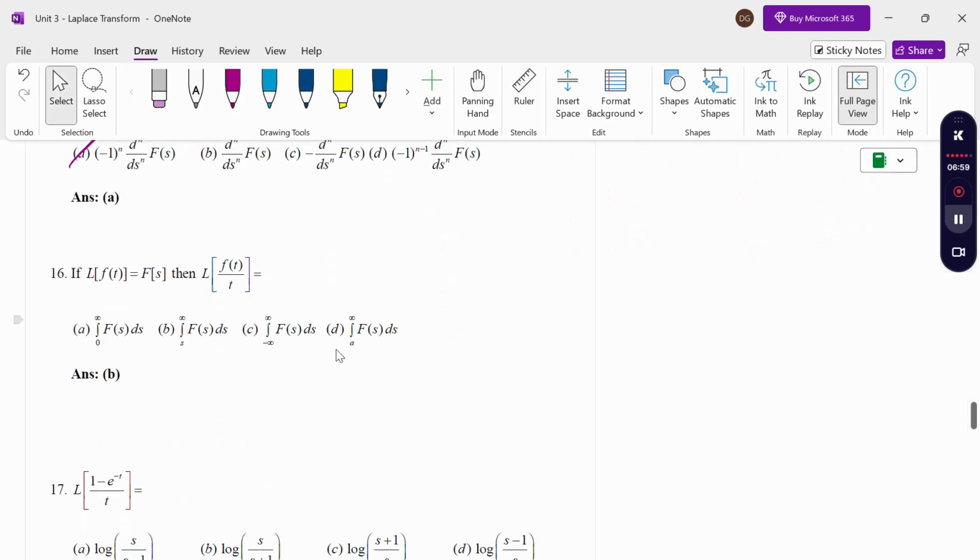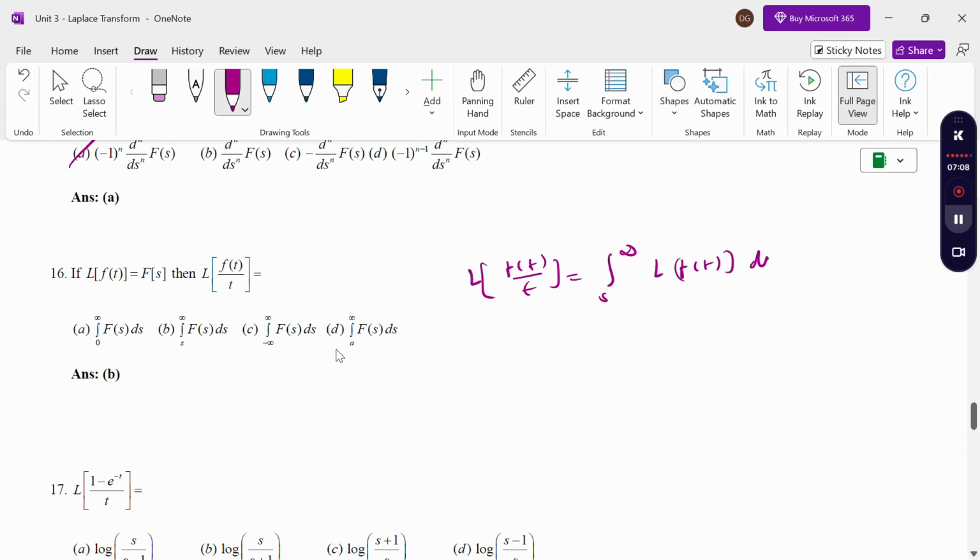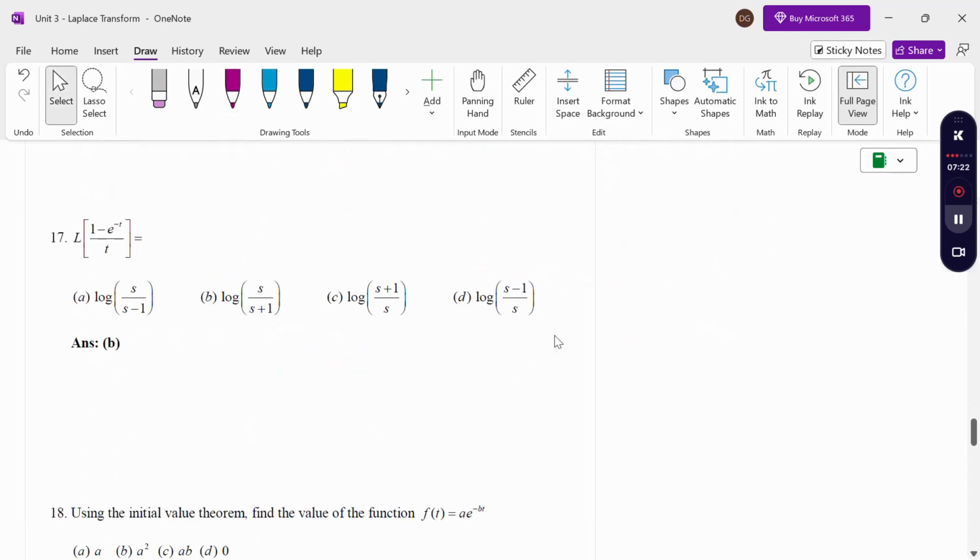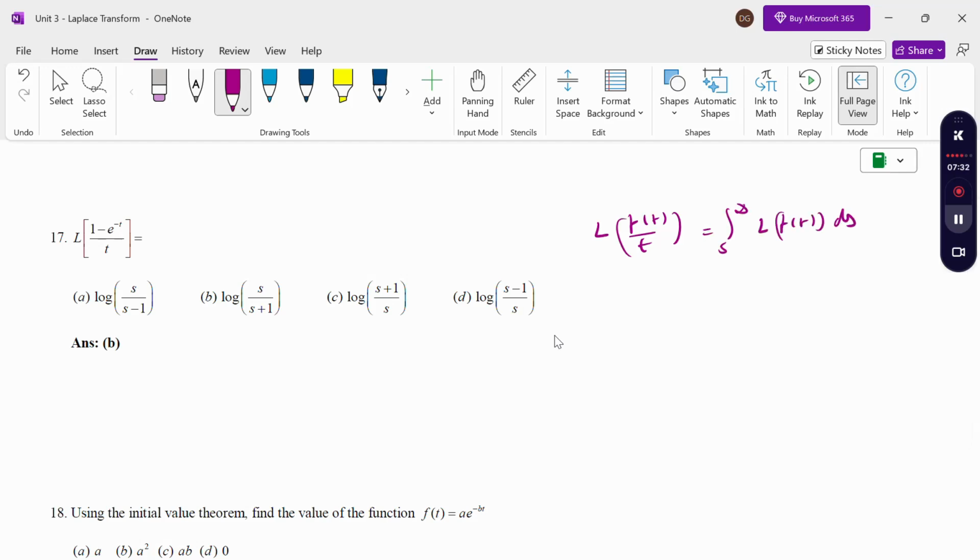Then f of t by t. L of f of t by t is nothing but the integral from s to infinity of f of s ds, option B.